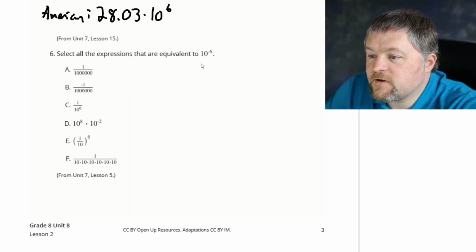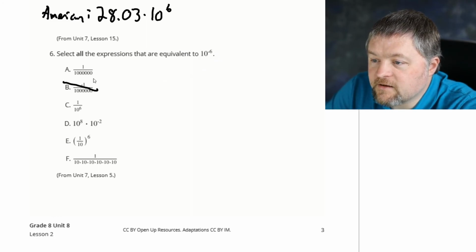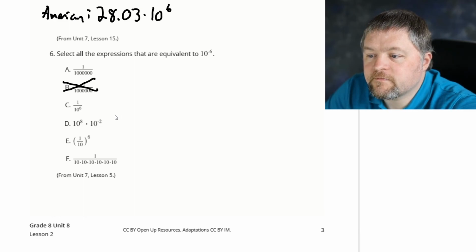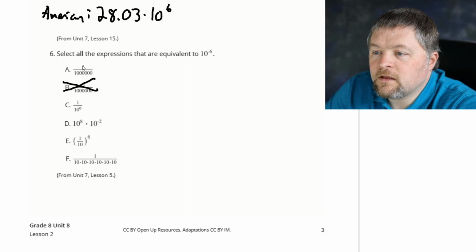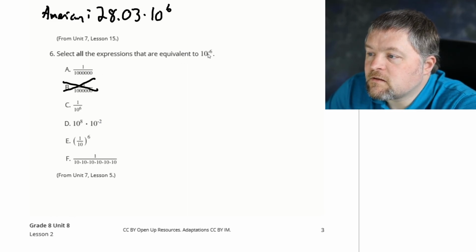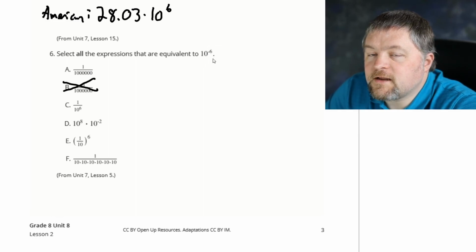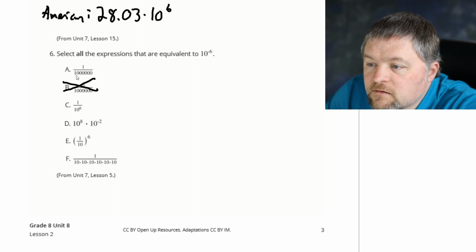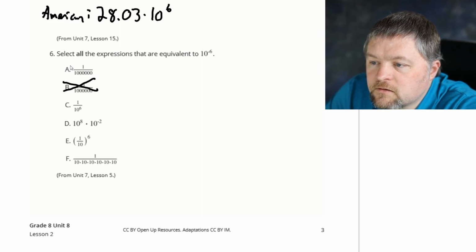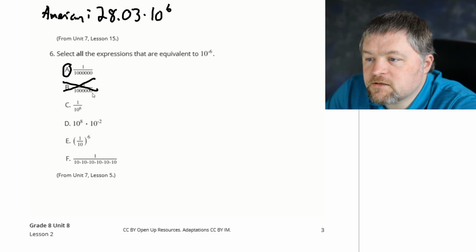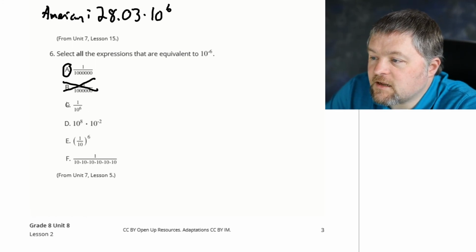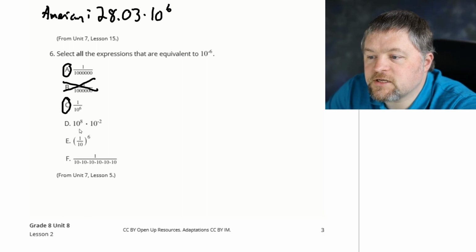Well, 10 to the power of negative 6 is a positive number. B is a negative number, so it can't be that. A, that's negative 6, which means 1 over 10 to the power of 6. 1, 2, 3, 4, 5, 6. So A works. C is 1 over 10 to the power of 6, so C works.